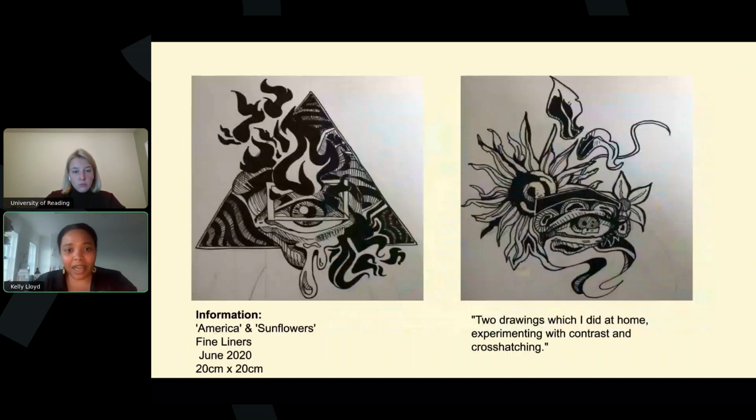So we have just a couple more sketches and drawings that Isabel did at home, experimenting with contrast and cross-hatching. Again, be sure to include both your more finished work from assignments and also your individual work that you do on your own time, which demonstrates a real interest and passion for making work.